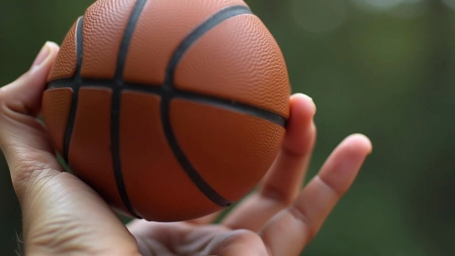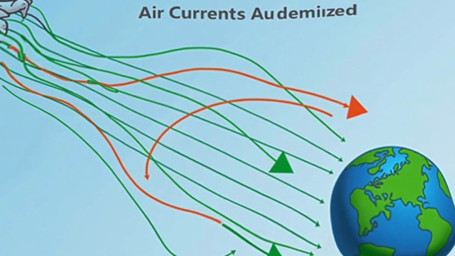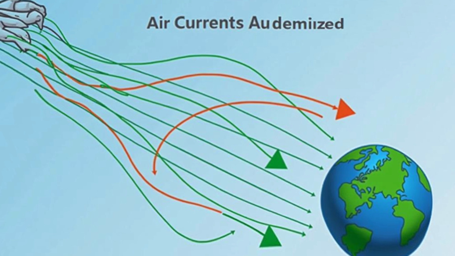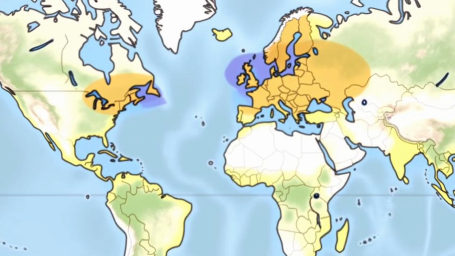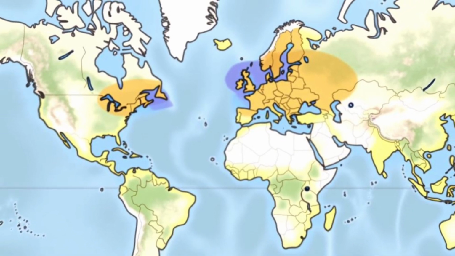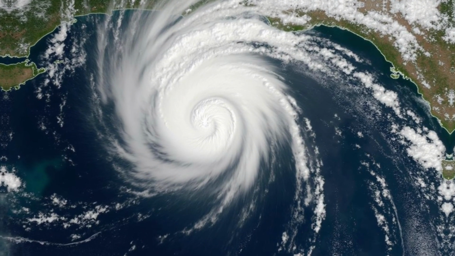Now, let's talk about the Coriolis effect, a crucial player in hurricane formation. This effect is a result of Earth's rotation, causing moving air to be deflected to the right in the northern hemisphere and to the left in the southern hemisphere. It's like spinning a basketball on your finger. The spin helps to keep it balanced. For hurricanes, this deflection is what enables the cyclonic rotation they need to form.